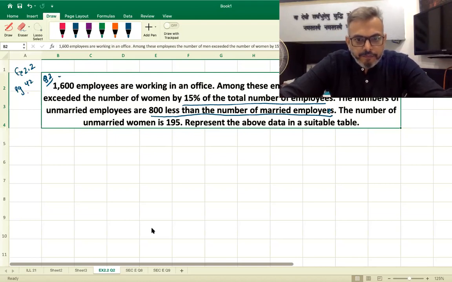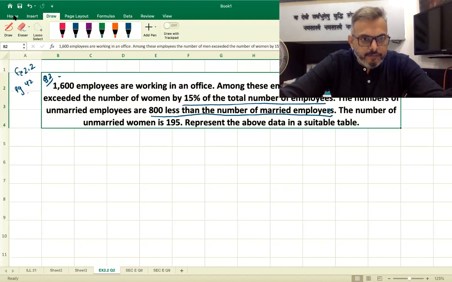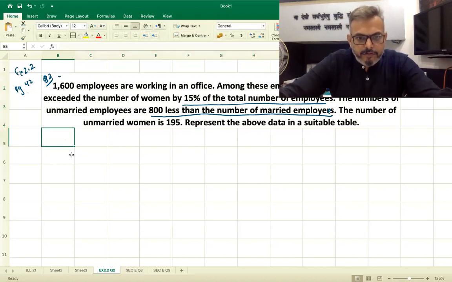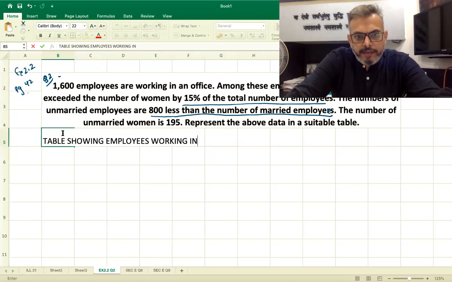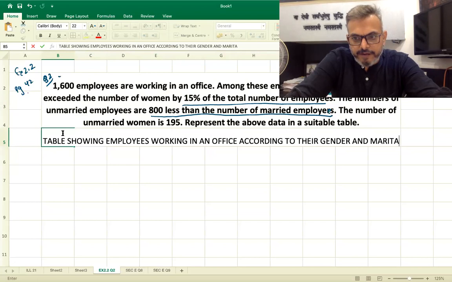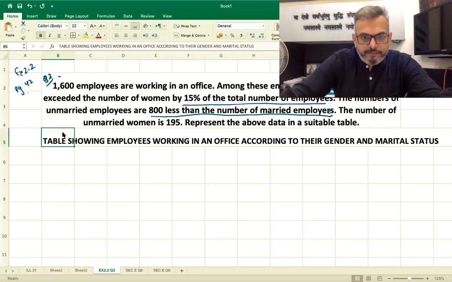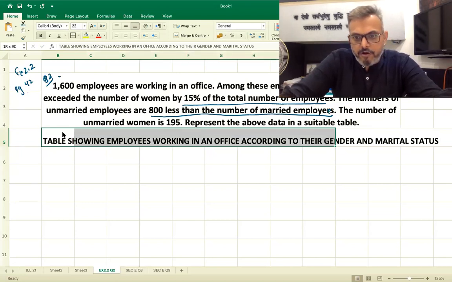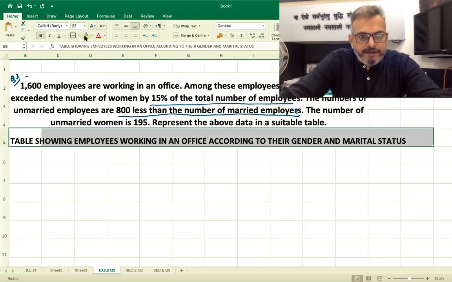Now let's first write the heading. Write: Table showing employees working in an office according to their gender and marital status.